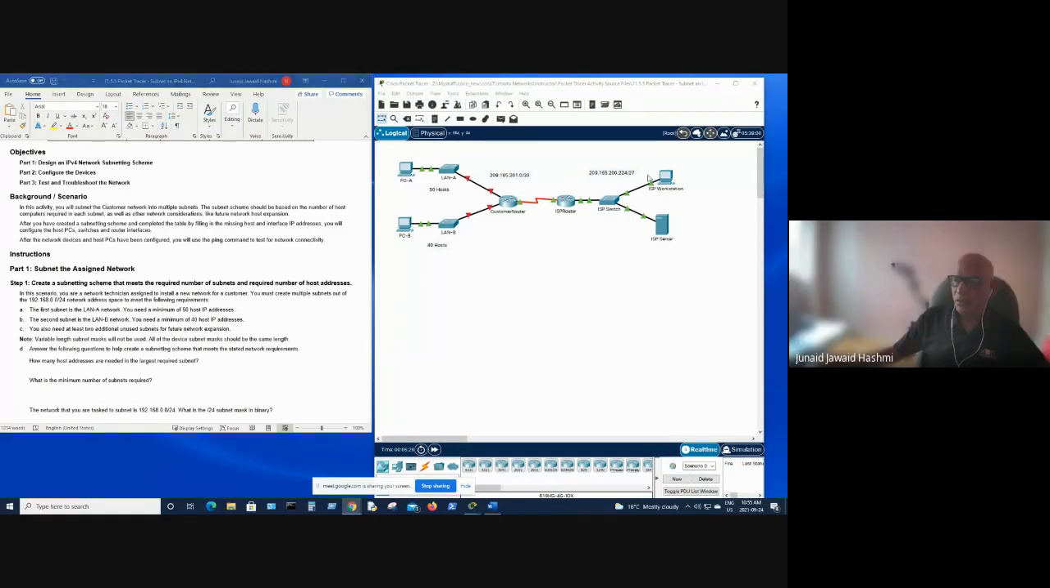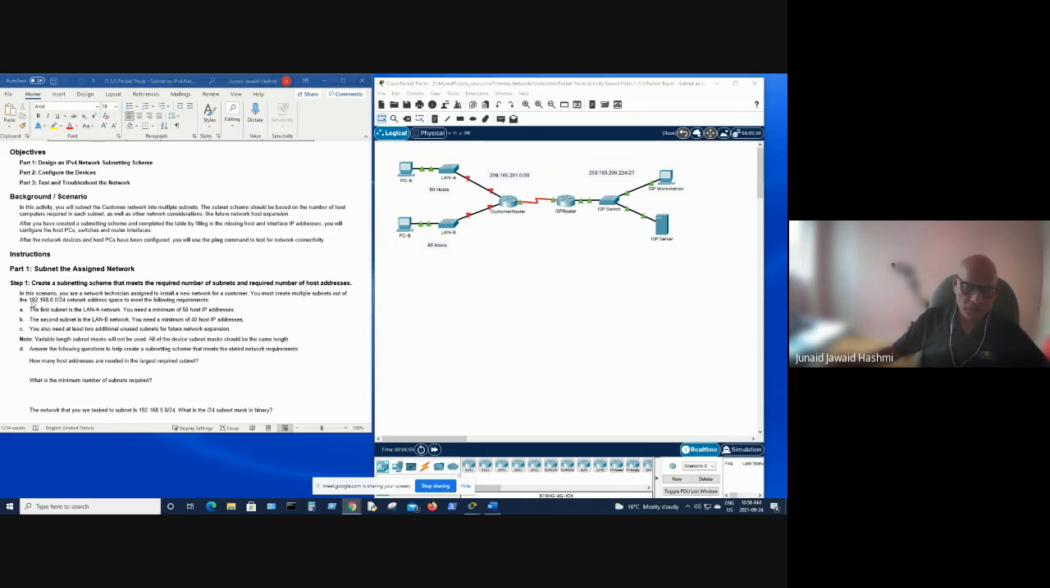Okay, so you have the topology with multiple networks. The first thing you need to determine is how many networks you need. How many different subnet IDs do you need? So you look at the topology and then you read the requirement. The requirement is here.